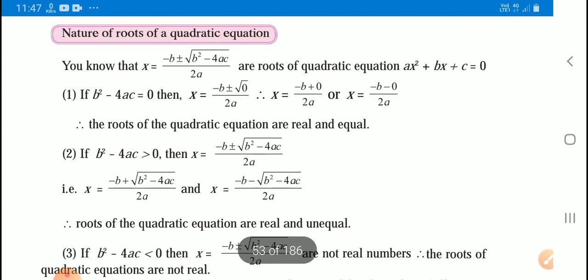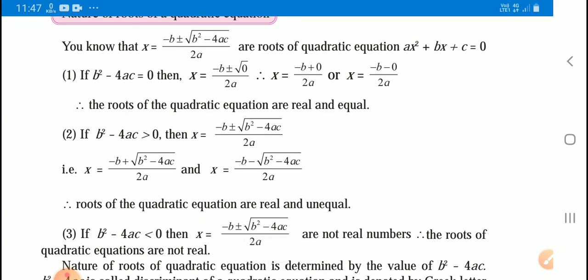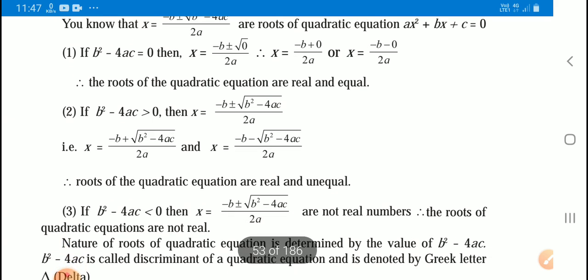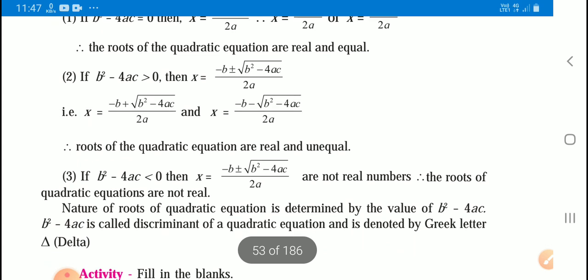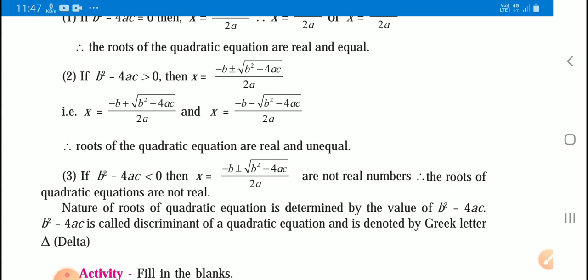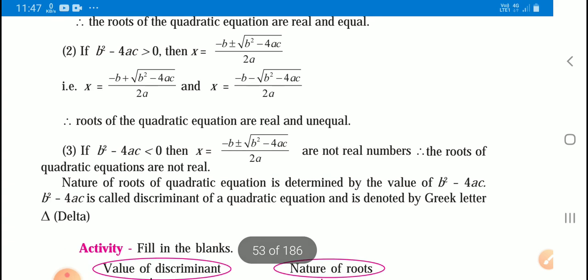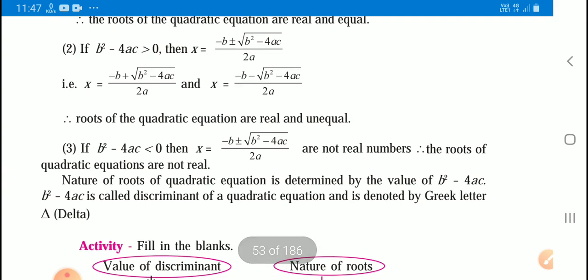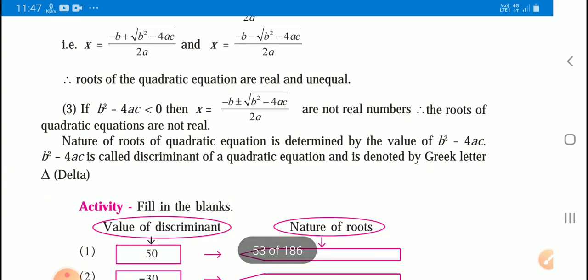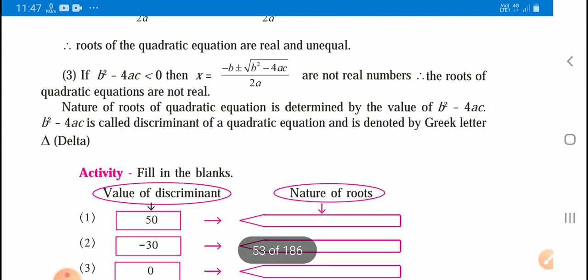Means, if the value of b square minus 4ac is equal to 0, then the roots of the quadratic equation are real and equal. Now, if the value of b square minus 4ac is greater than 0, then the roots of the quadratic equation are real and unequal. And if the value of b square minus 4ac is less than 0, then the roots of the quadratic equation are not real. Means the nature of the roots of a quadratic equation is determined by the value of b square minus 4ac.